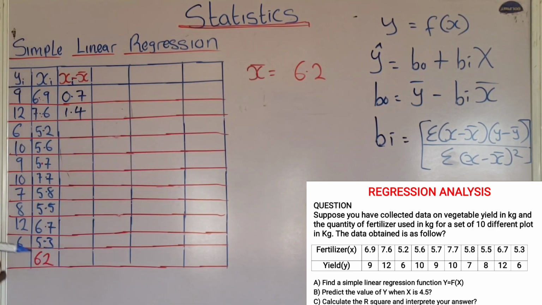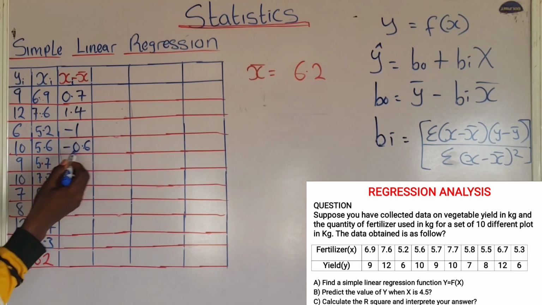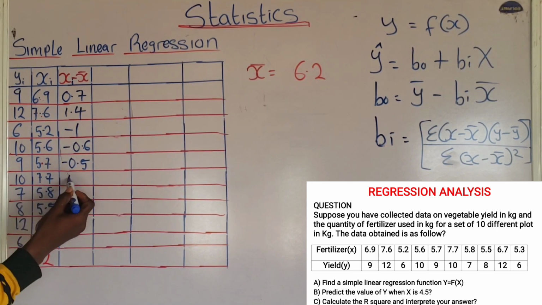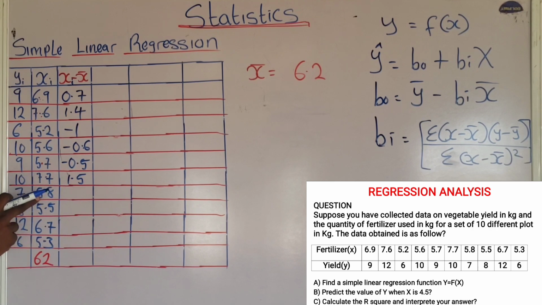5.2 minus 6.2. That will be negative 1. Okay, 5.6 minus 6.2, that will be minus 0.6, you understand? Minus 0.6. 5.7 minus 6.2, that is minus 0.5. Okay, 7.7 minus 6.2, that will be 1.5. Okay, 5.8 minus 6.2, that will be minus 0.4.